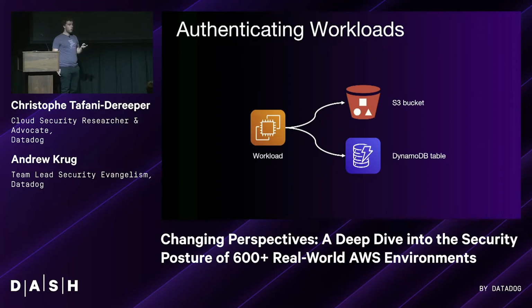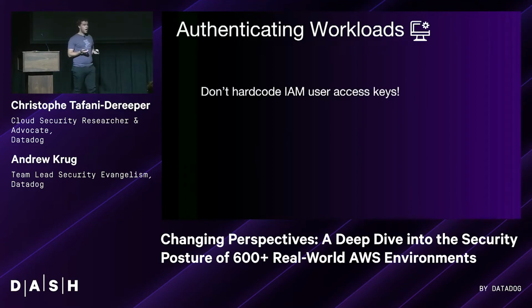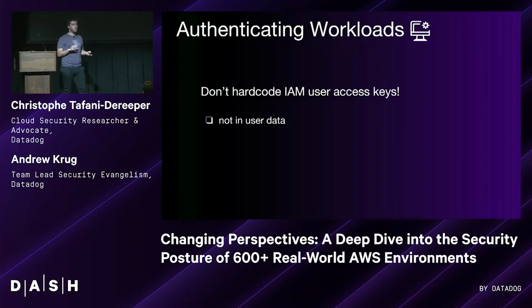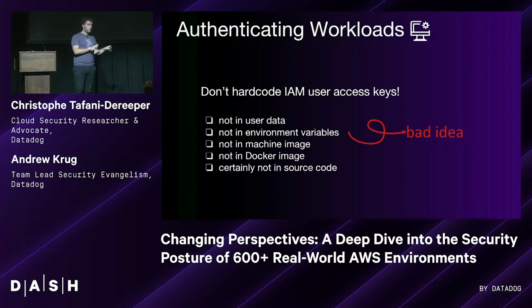When we mean authenticating workloads, what we really mean is you have something that runs in AWS, maybe an EC2 instance, an ECS task, a container inside of an EKS cluster, and you want to use the API, right? So you're going to want to write a file to an S3 bucket, to read from a DynamoDB table, something like that. So I use the generic term workload, but this can also be a Lambda function or basically any piece of code that runs inside of AWS. And the way not to do it is to hardcode IAM access keys. And there are a lot of ways that this can go wrong. We can have them in user data in EC2. We can have them in environment variables, in source code, in machine images, in Docker images. So that's what not to do, right?